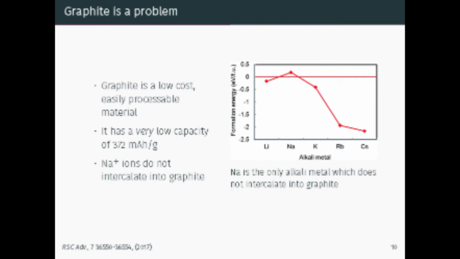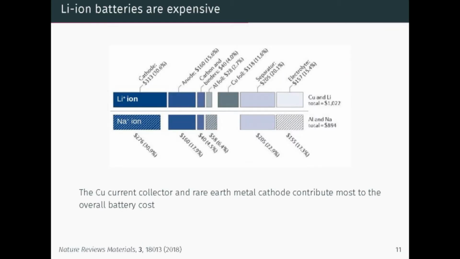So we have to find not only a material that has a higher capacity than graphite, because it would be much better to have a much higher capacity, but we also need to find one that allows sodium ions to actually intercalate into it. So this is exactly why this is sort of a crystal structure prediction question, because we don't know what types of materials that could actually be.